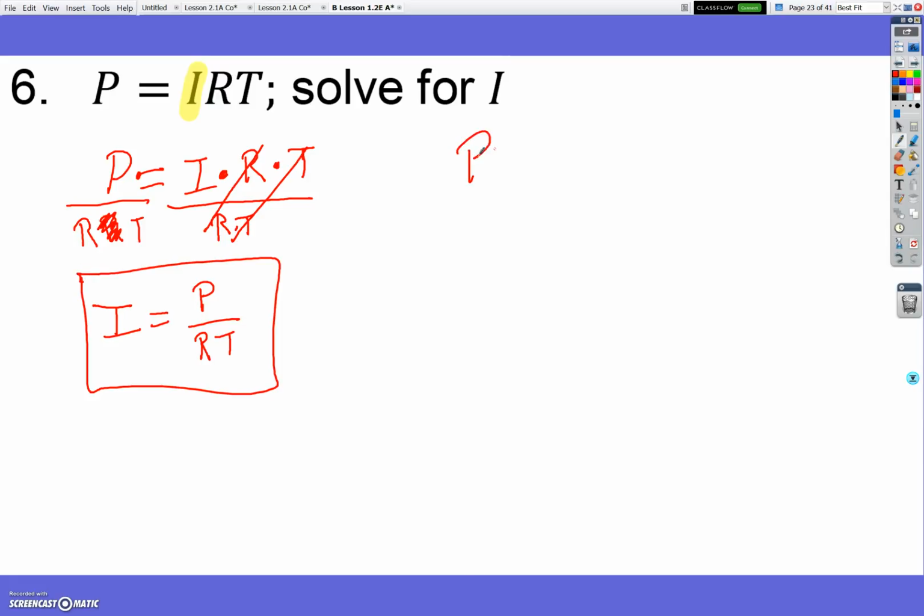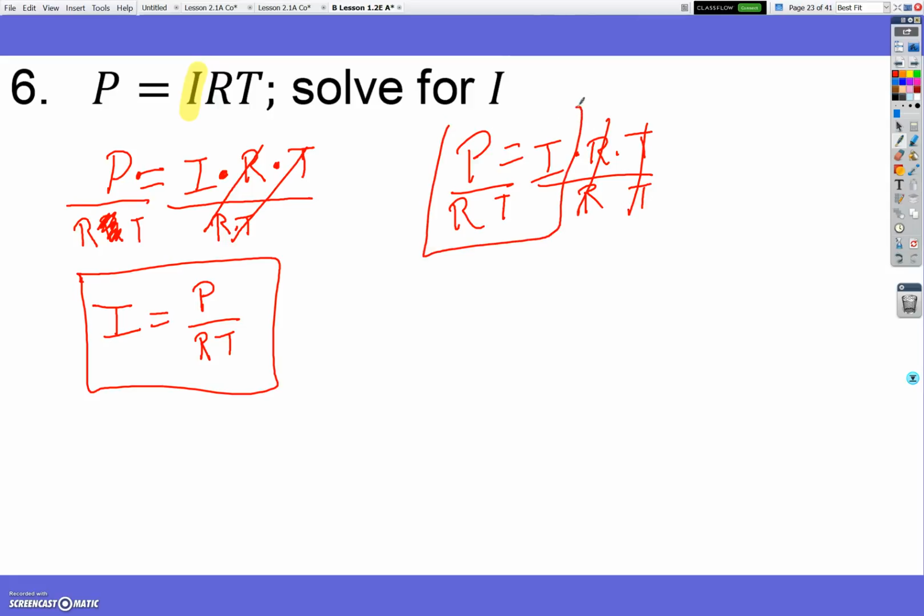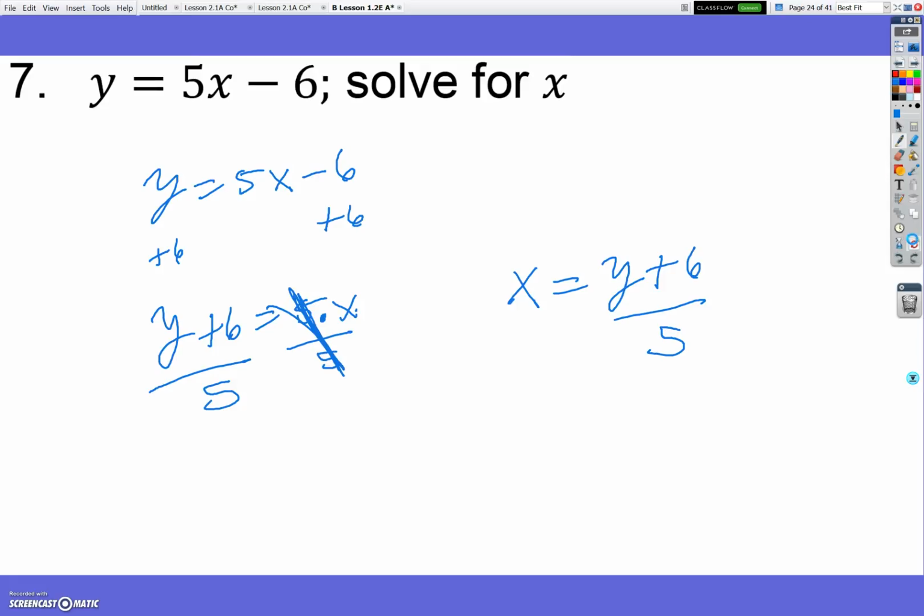If it helps you, taking it one step at a time, it would be P equals I times R times T. You can divide both sides by R. Those would cancel. I would divide by T, and I would be left with the same answer. Same idea, I just solved one at a time. Alright, so now let's go and look at this one.